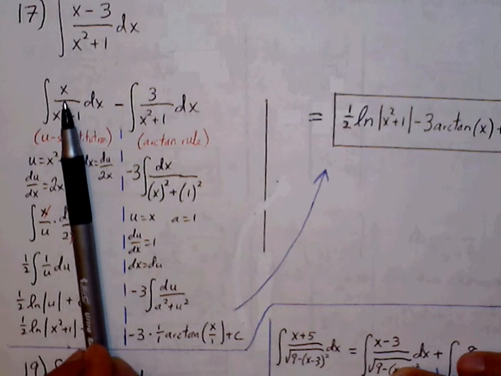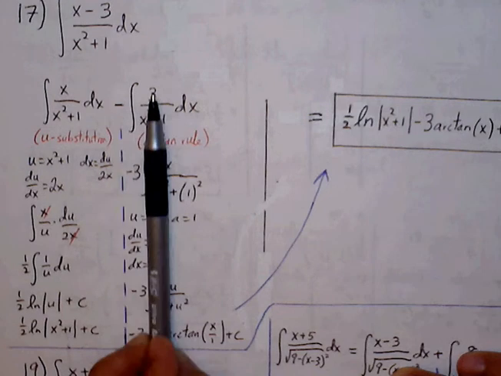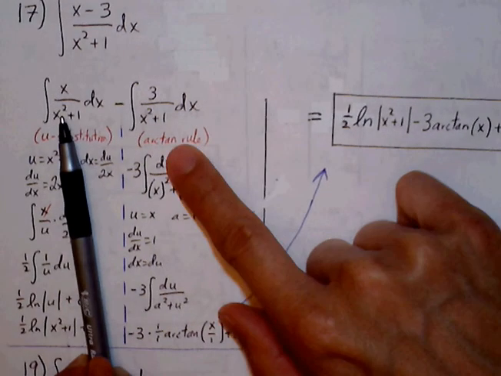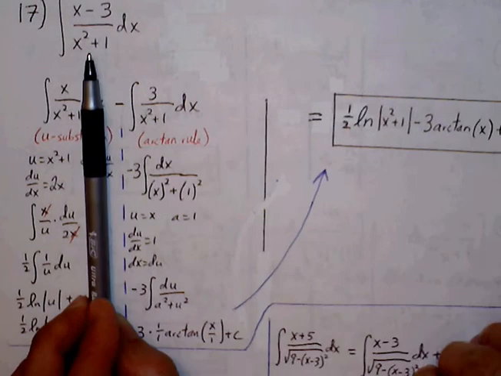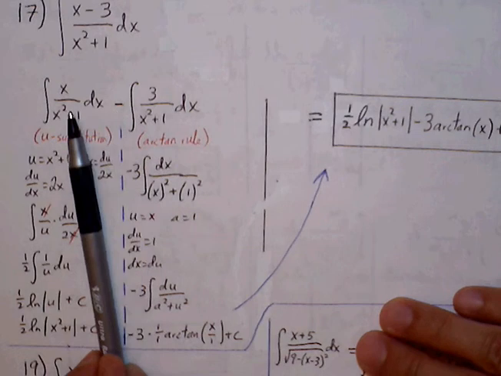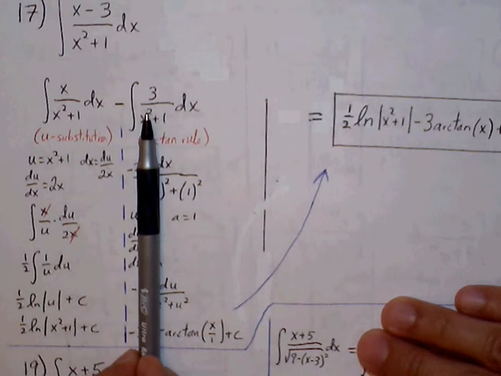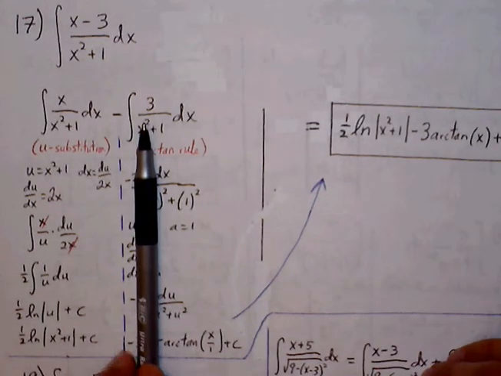So I'm going to write this as the integral of x over x squared plus 1 minus the integral of 3 over x squared plus 1. Now if we were to combine these two fractions together, it'll simply be x minus 3 over x squared plus 1. But if we split this up, we have an easier time finding the rules for each of these smaller portions.